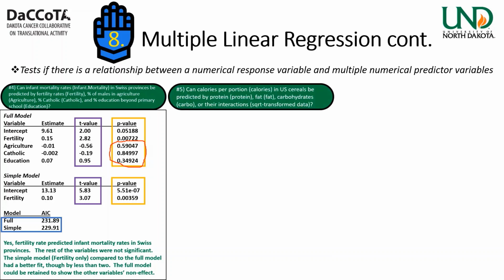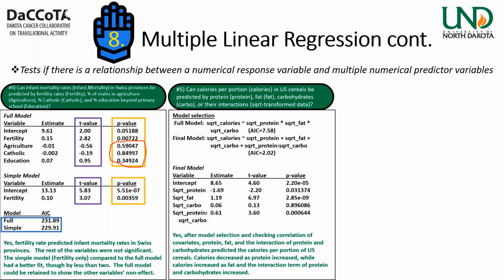Okay. Let's look at another example. Can calories per portion in U.S. cereals be predicted by protein, fat, carbohydrate, or their interaction? And this is going to be square root transform data, just to make it a little easier. So now I'm going to be showcasing a technique to find the best model called model selection, where you actually take the model, you run a certain procedure, and it'll tell you which variables you should retain.